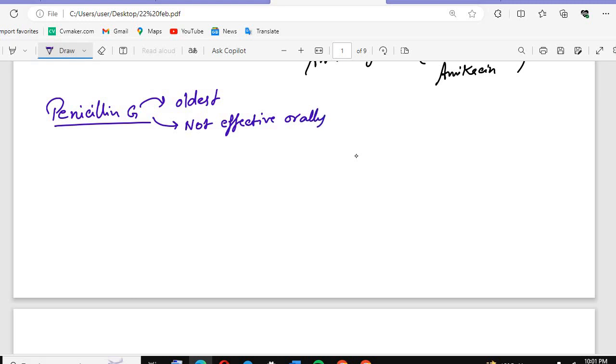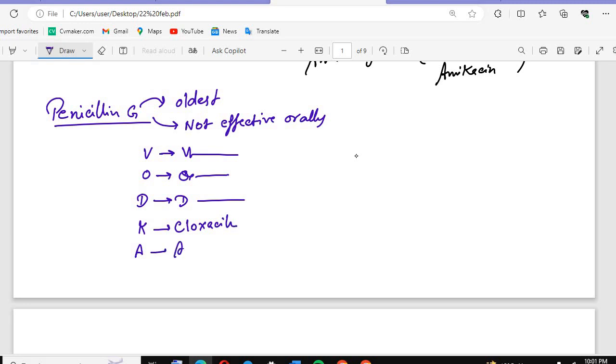Then what did we do? We made drugs that became effective orally, that is, the oral penicillins. I'm not writing everything, but you need to write. If you want, you can write: there is oxacillin, dicloxacillin, cloxacillin, and ampicillin.